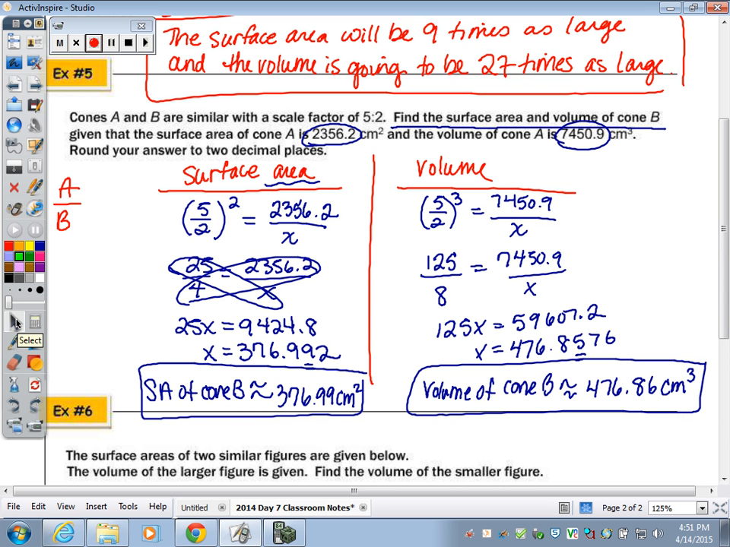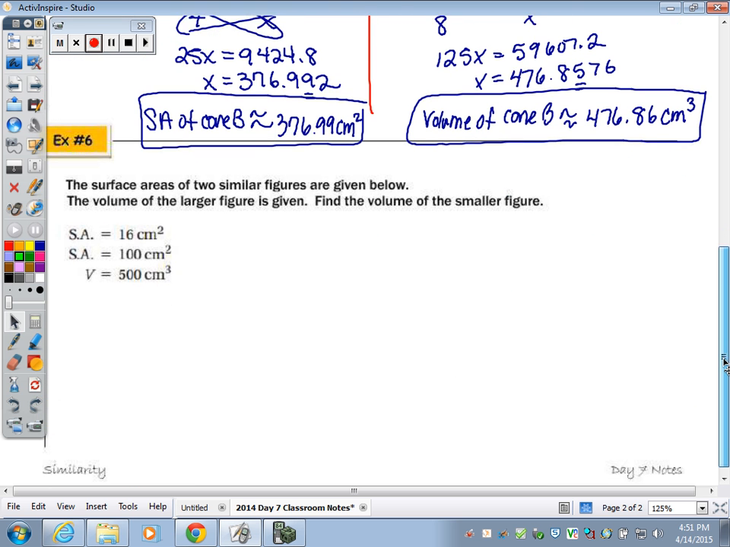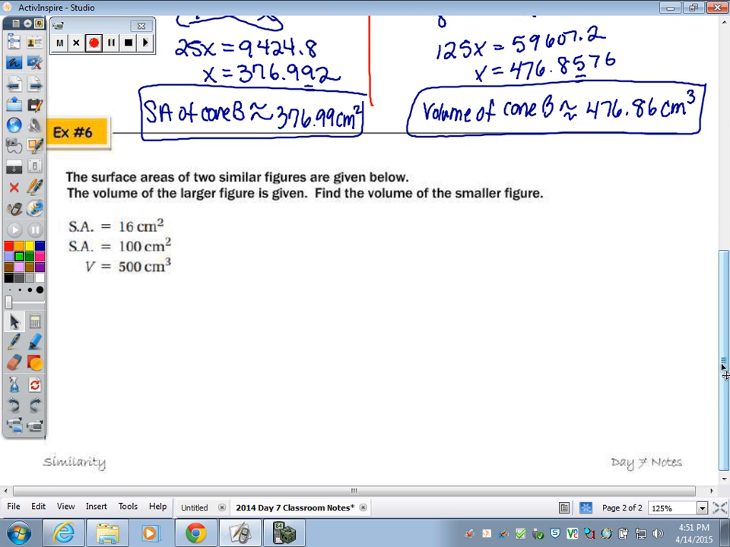Number 6, the last one. It says the surface areas of 2 similar figures are given below. The volume of the larger figure is given. So I'm just going to note that this is the volume of the larger. We need to find the volume of the smaller. So I'm going to call that X.